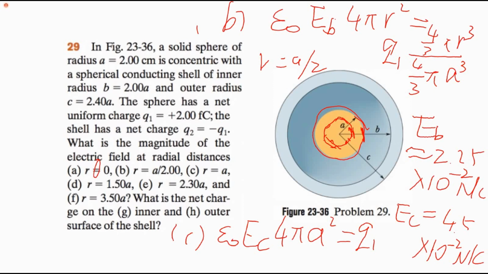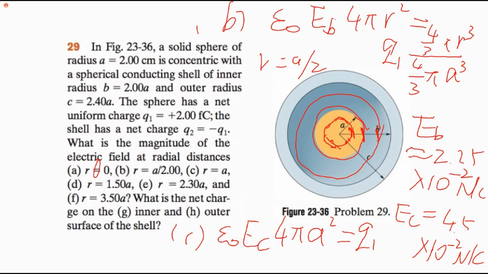1.5a. Let's see why it is 1.5a. It's larger than a, right? But it is smaller than b, right? So it is somewhere here. So we also do the same thing, building another spherical Gaussian surface.